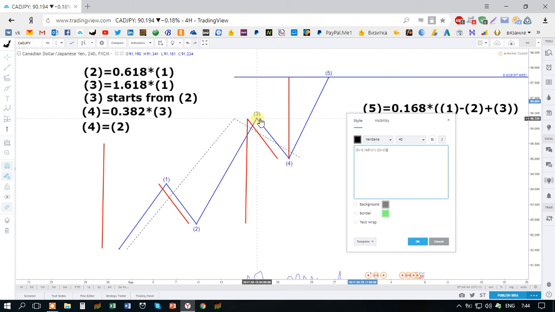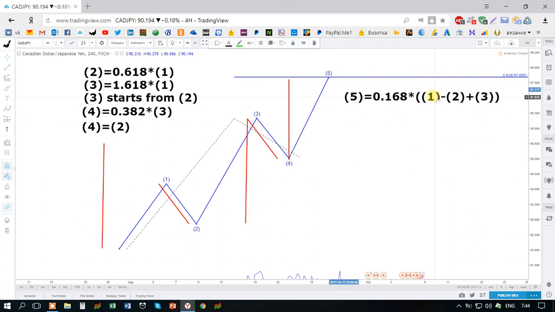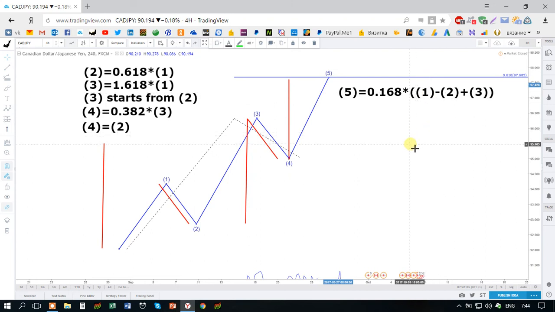And we need 0.618 of that movement, and we should start that movement from wave 4. Wave 5 starts from wave 4. It doesn't start from the peak of wave 3. Don't make this mistake. Do not start it from here. Start from there. Okay, I hope you understood this. This is the retracement of wave 5.